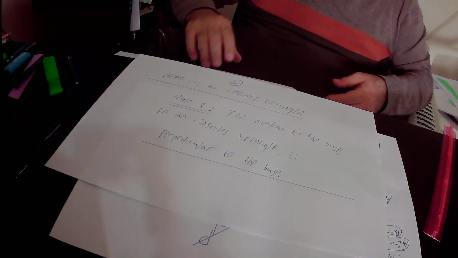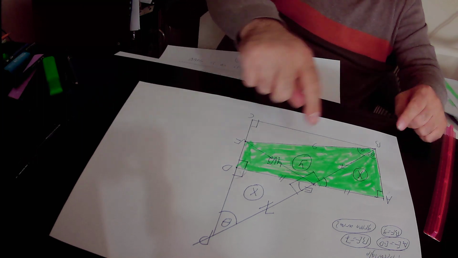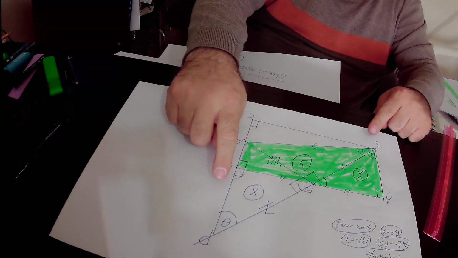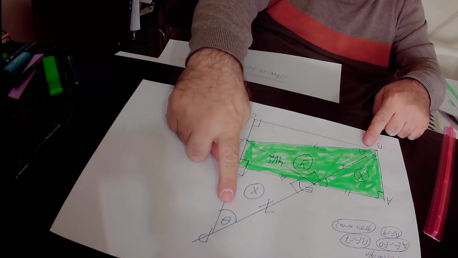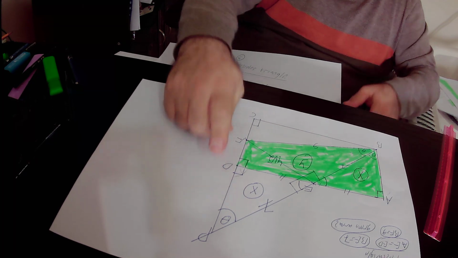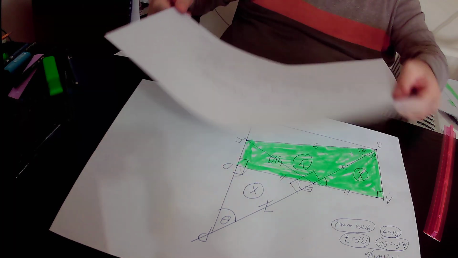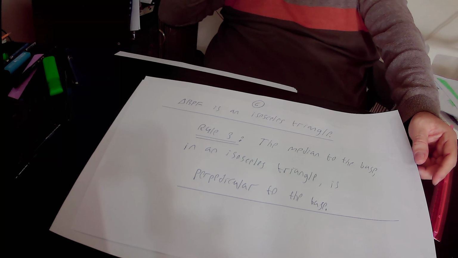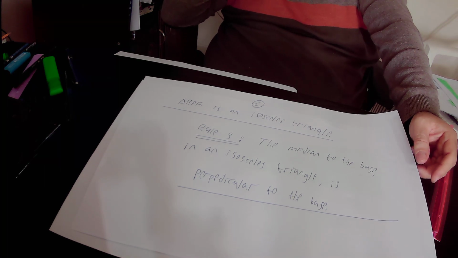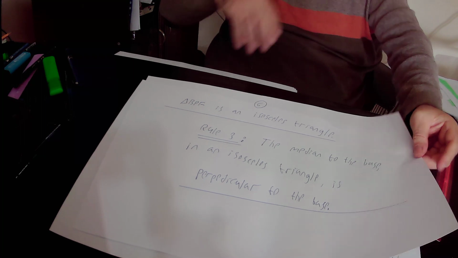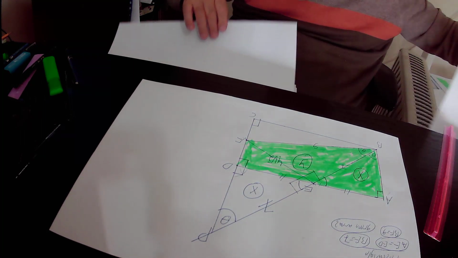We know that triangle BPF is an isosceles triangle. Why? Because it has two angles that are equal to each other, they are both equal to theta. And we have rule number 3. According to rule number 3, the median to the base in an isosceles triangle is perpendicular to the base. What is the meaning of rule number 3?